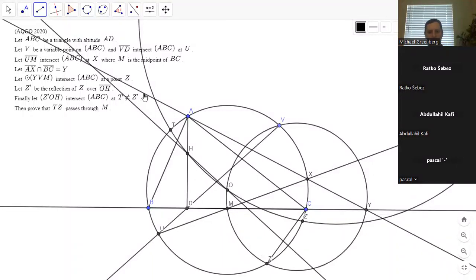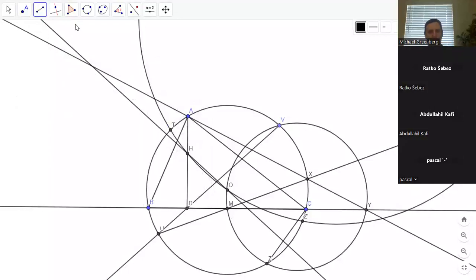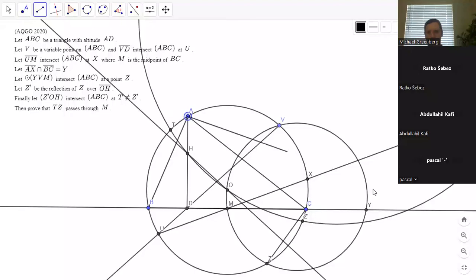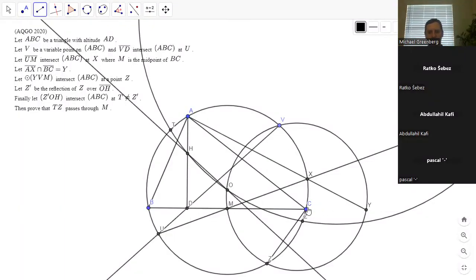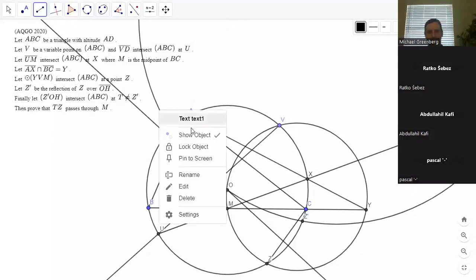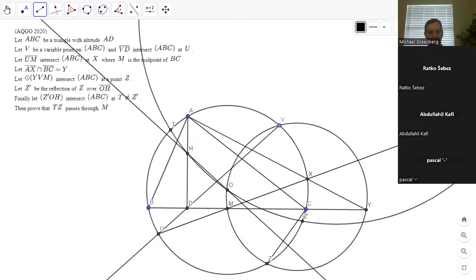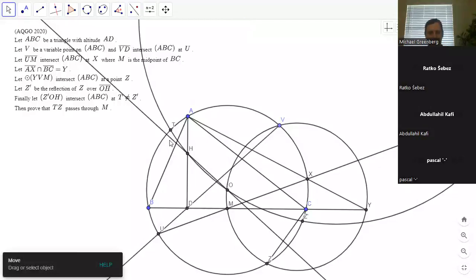Let me make the diagram look nicer. Problem one, show that Z is the antipode of A. And then problem two, prove the rest of the problem. And then we can hide a lot of the diagram. Okay, so let me start out just trying to prove that Z is the antipode of A. And then we could deal with the rest of it.